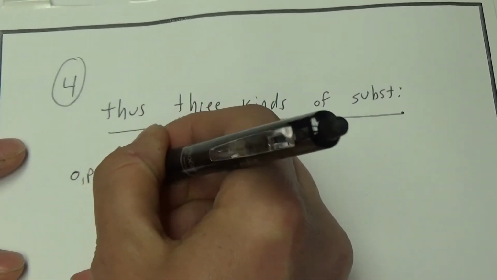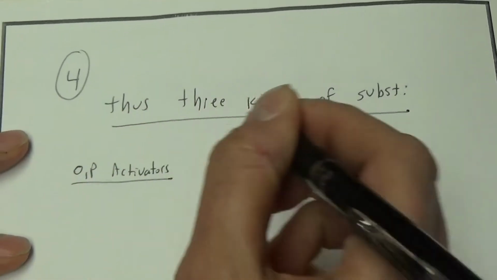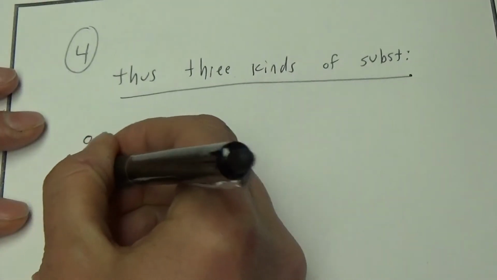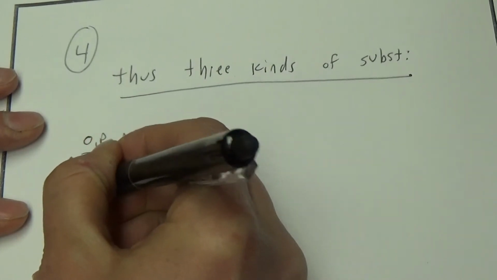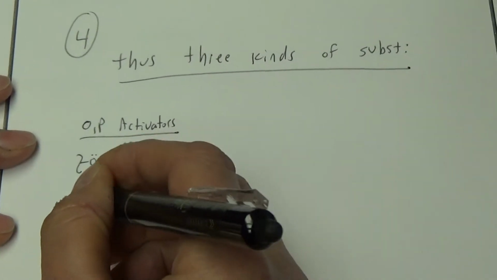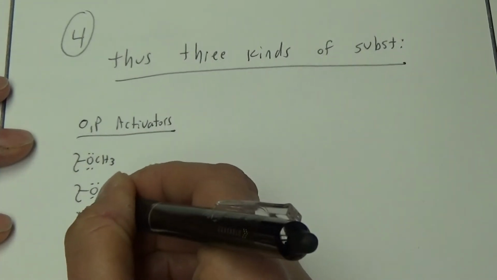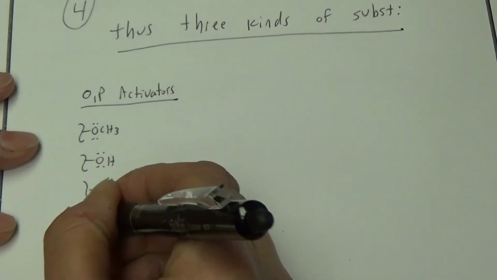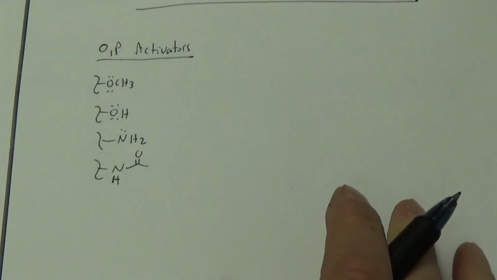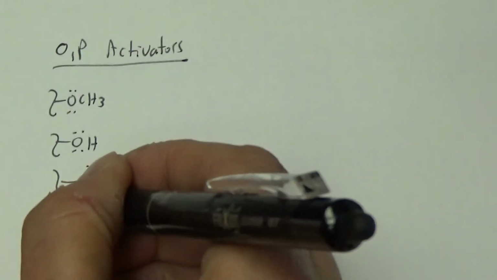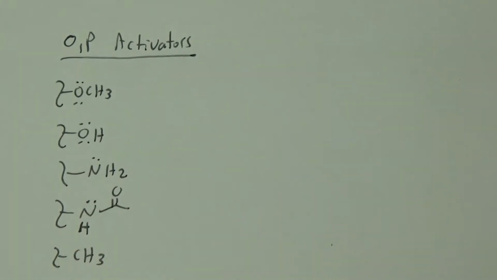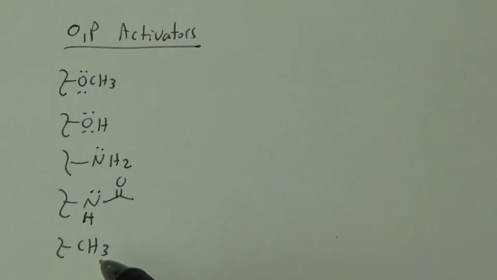Ortho-para activators, meaning they direct ortho-para and they're activators. And that's like, we got OCH3, all the things with lone pairs on them. OH, NH2, amide, so NH with a C-double-bond-O on it. It's got a lone pair. Also things like CH3, alkyl. Could be methyl, could be ethyl.